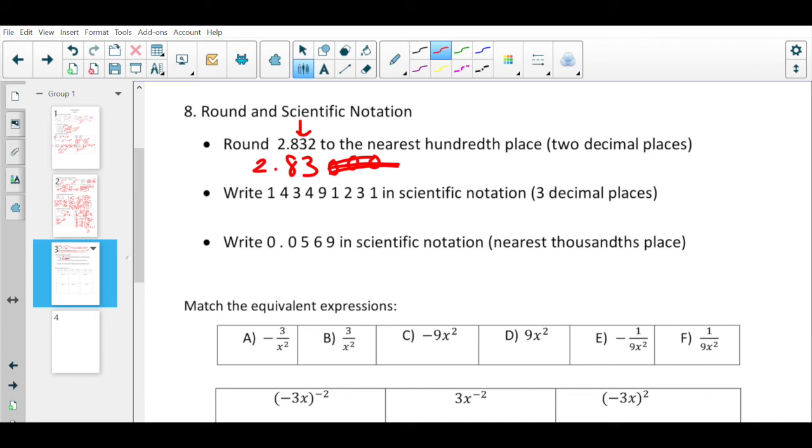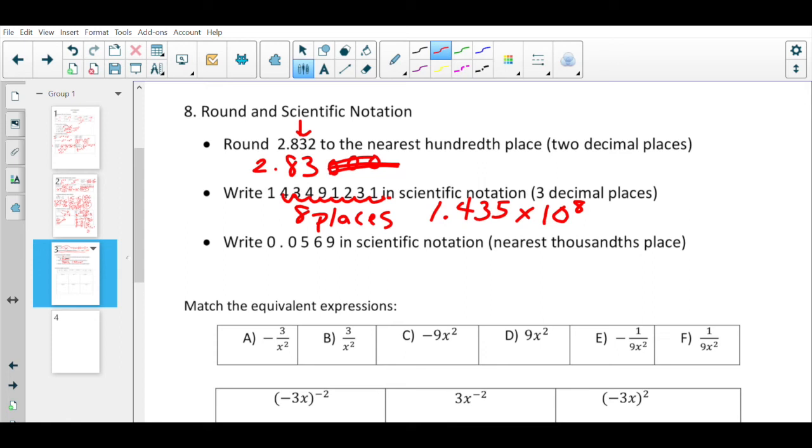143,491,231 in scientific notation, 3 decimal places. So we start here. Where's the decimal? Right here. How many places? 1, 2, 3, 4, 5, 6, 7, 8 places. So note that, 8 places. We said 3 decimal places, so 1.43. Is it 4 or is it 5? Look at the next number to the right. It's a 9. It's greater than 5, so you have to round up. So it's 1.435 times 10 to the positive 8 because we went to the left, okay? 1.435 times 10 to the 8th.